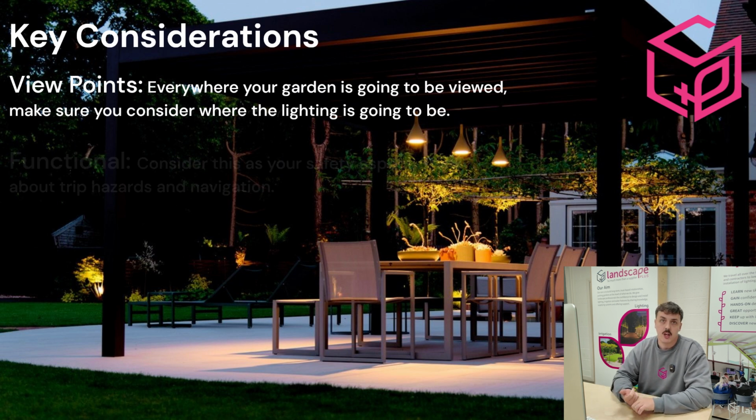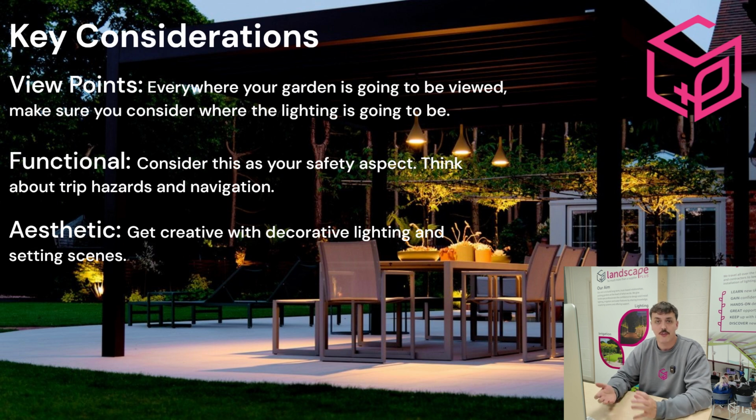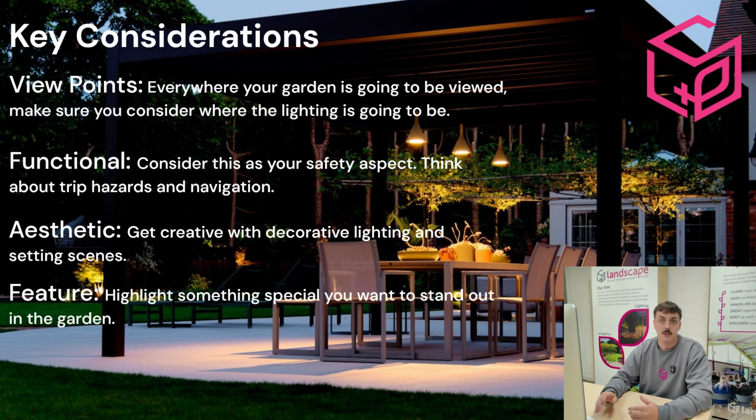Secondly, we've got the functional lighting. So think of that as your safety aspect, the real foundations of a lighting plan when it comes to a garden, making sure that you've lit up anything that could be a trip hazard or just guiding your customer around the garden safely. Then you've got aesthetic, where you can get creative, add your flair to the garden, bring in some decorative lighting. And then you've got your feature lighting, which is really when you can put your stamp on that garden and highlight something special.